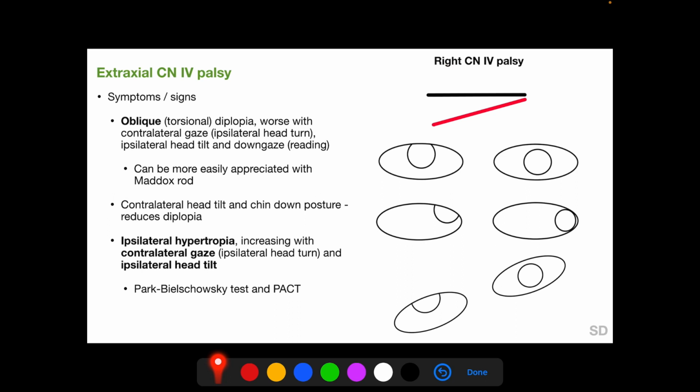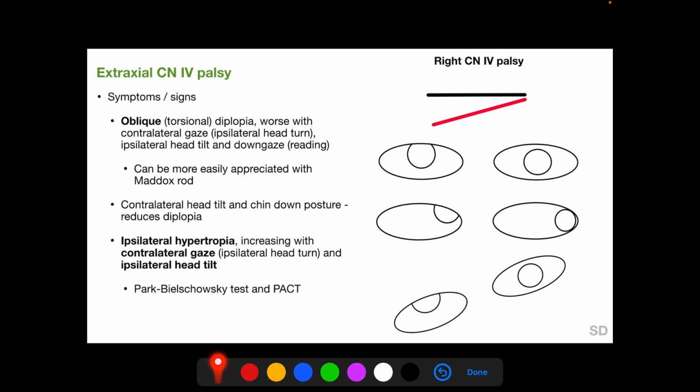This occurs because the right fourth cranial nerve supplies the right superior oblique muscle, which is both an intortor as well as a depressor of the right eye. And if the right superior oblique is palsied, then the right eye will be hypertropic as well as extorted. And if the right eye is hypertropic and extorted, the image seen by the right eye will appear to be intorted and shifted below the image seen by the left eye.